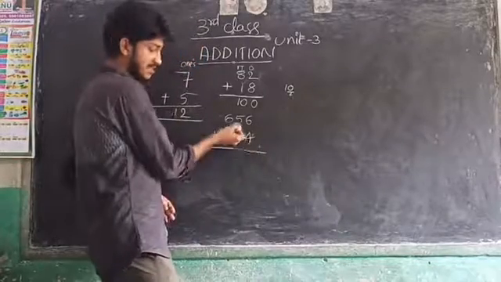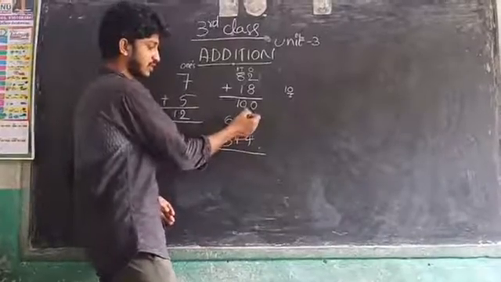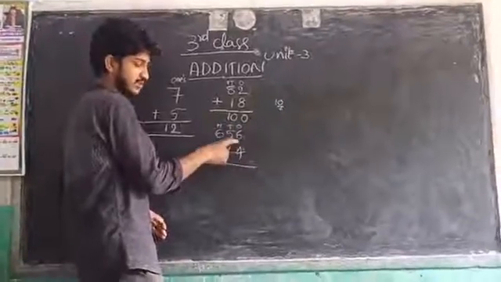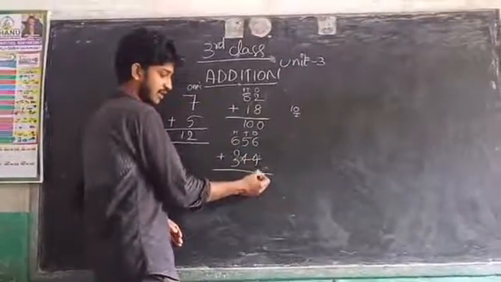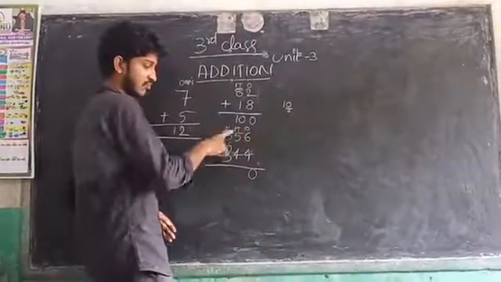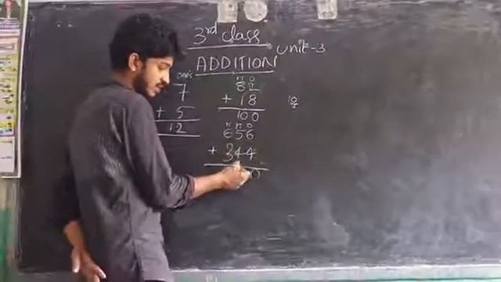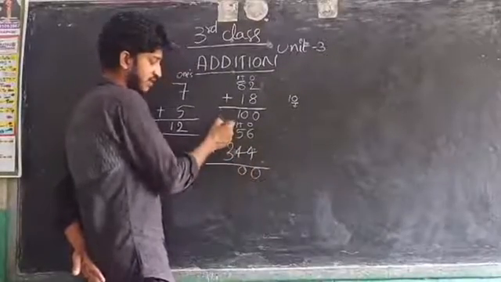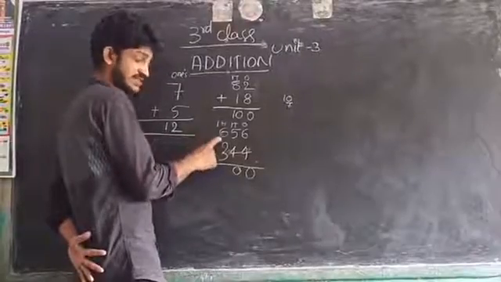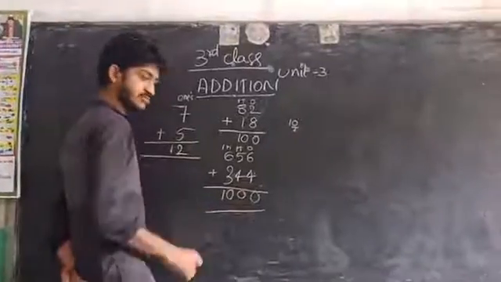Now I am taking 3 digit numbers. Ones place under ones place, tens place under tens place, hundreds place under hundreds place. So add these two numbers now. 6 plus 4 is equal to 10. So 0 here and 1 is added here. 1 plus 5 is equal to 6. 6 plus 4 is equal to 10. So 0 here and 1 is added here. 1 plus 6 is equal to 7. 7 plus 3 is 10. So it becomes 1000.